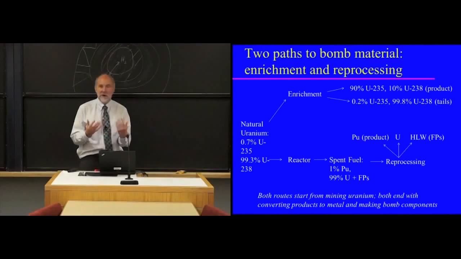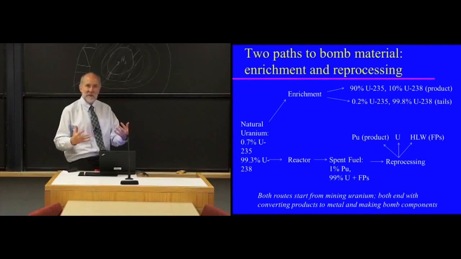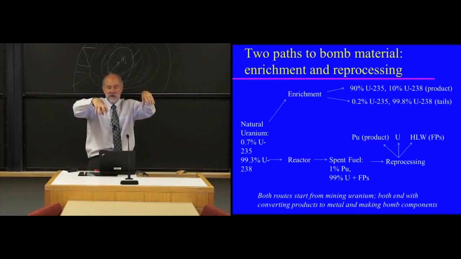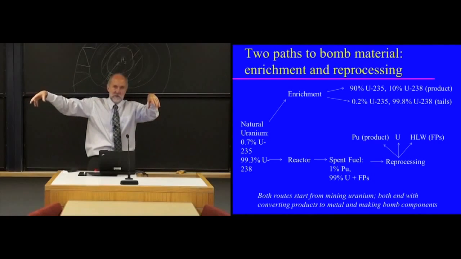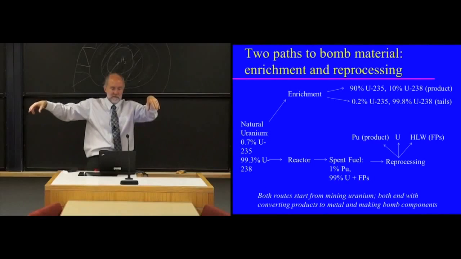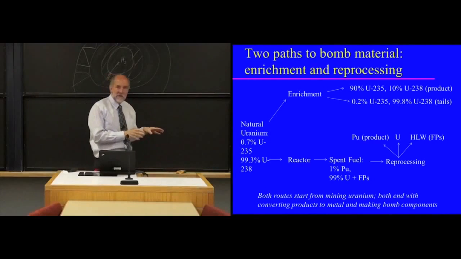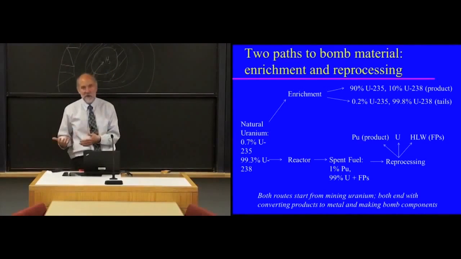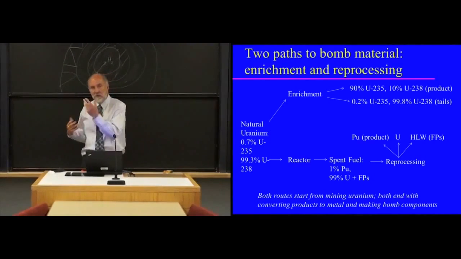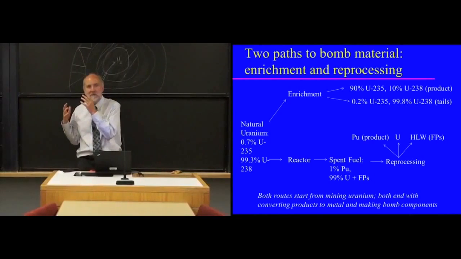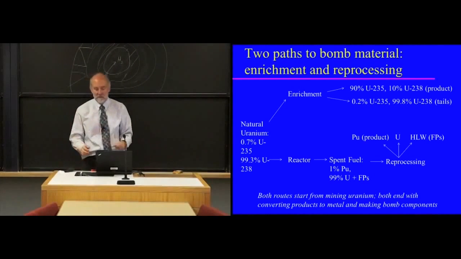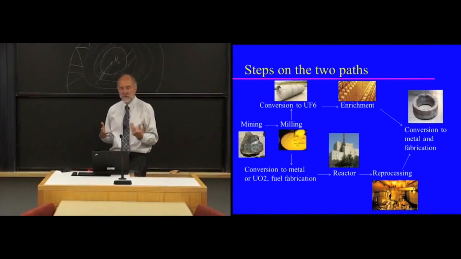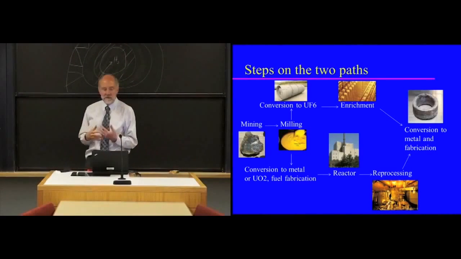Okay, so then you do the reprocessing, and that separates that spent fuel into three heaps: a heap of plutonium, a heap of uranium, and a heap of high-level waste, which is where the fission products go. So both routes start from mining uranium. Both end with converting the products, either the uranium or the plutonium, to metal, and then from that metal, making bomb components. These are just some pictures to help you with that same way of thinking.